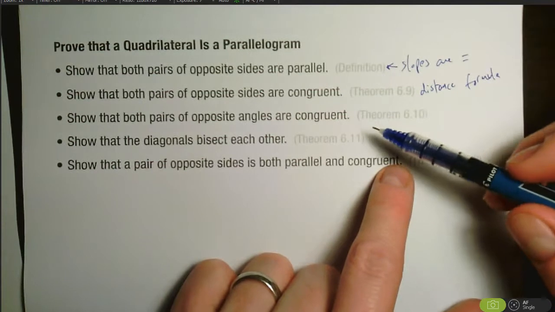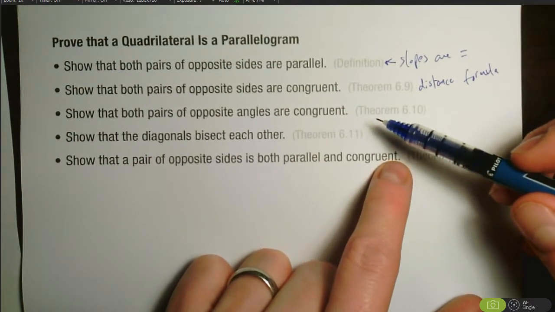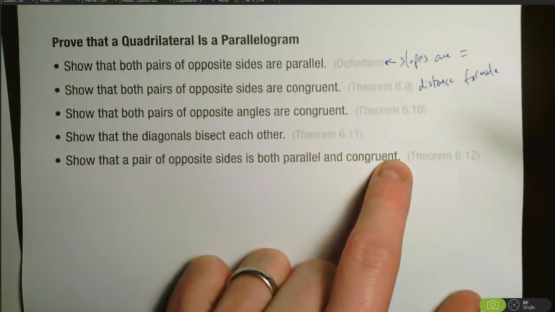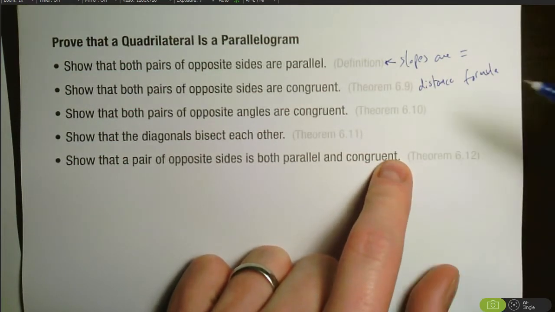Another way is to show that opposite angles are congruent. There's no distance or midpoint formula for that. The only way you're going to be able to do that is to show they're congruent through some sort of 2-column proof method.